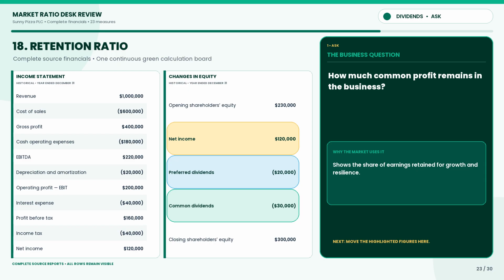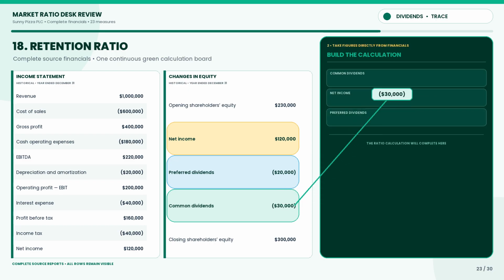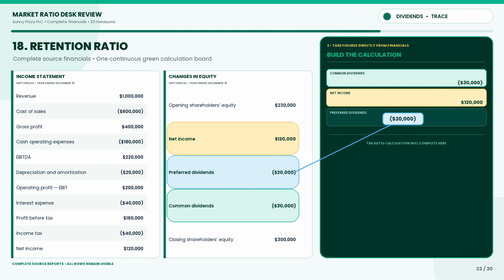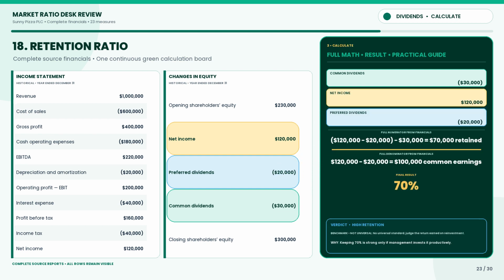How much common profit remains in the business? Shows the share of earnings retained for growth and resilience. Retention is the portion not paid out. 100% minus the 30% payout gives a 70% retention ratio. A 70% retention ratio means Sunny Pizza keeps 70 cents from each dollar of common earnings.